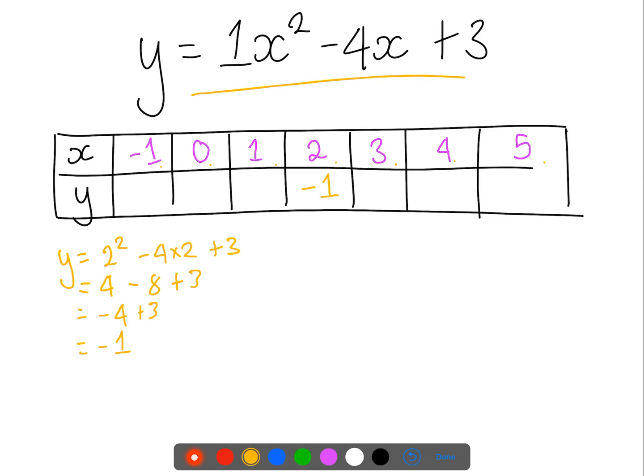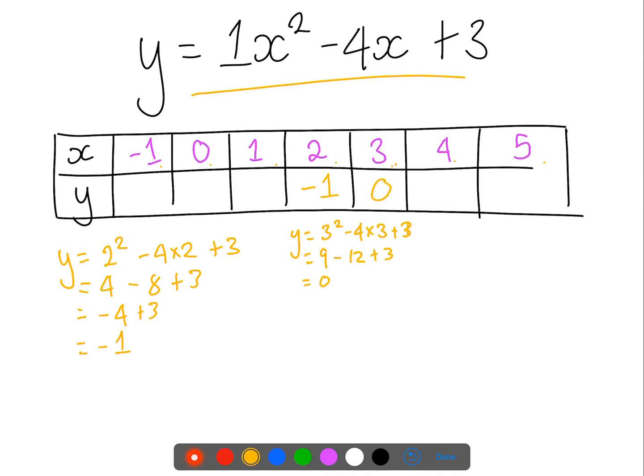Then we can do this one, 3. Y equals 3 squared, take 4 times 3 plus 3. 3 times 3 is 9, minus 4 times 3 is 12, plus 3. 9 take 12 is negative 3, plus 3 is 0.